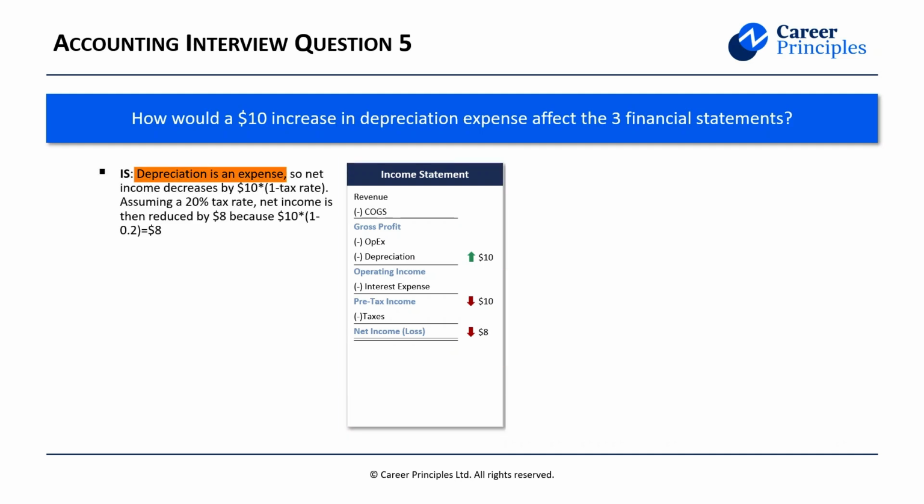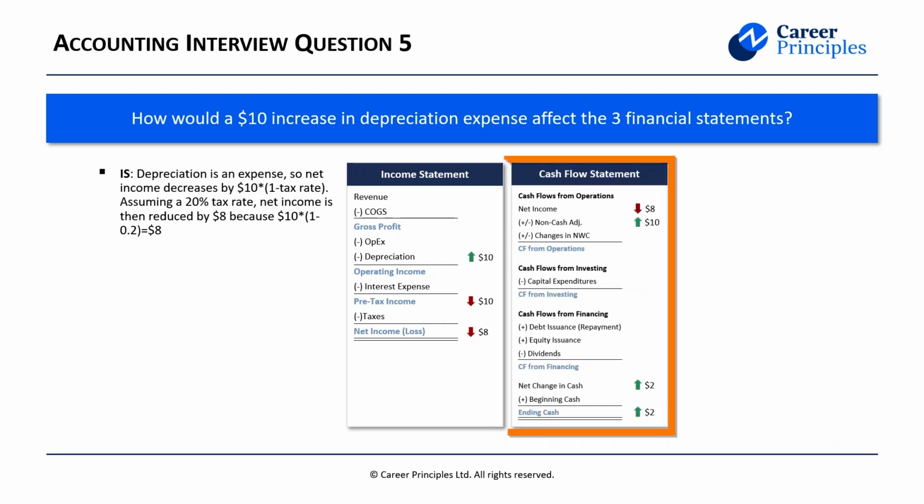As it says in the question, depreciation is an expense, and so because of that, we're gonna have an increase in depreciation expense on the income statement. As for what that means for our pre-tax income, that's gonna go down by $10 given that increase in expenses. That said, we need to assume that there's a tax rate, and let's assume that's at 20%. With that, the net income is then reduced by $8 because 10 times 1 minus 0.2 or 10 times 0.8 is actually $8. So because our pre-tax income gets reduced by $10, our net income actually only reduces by $8.